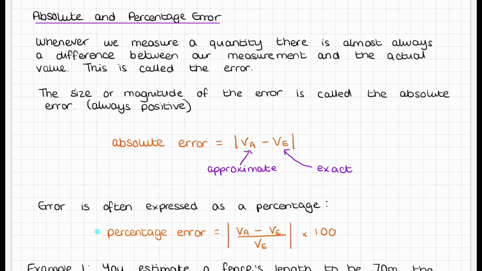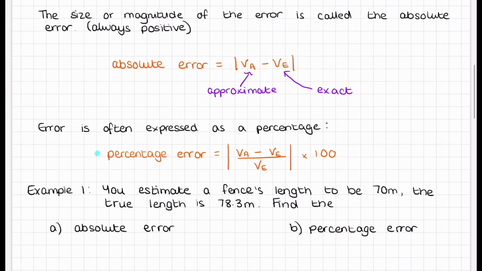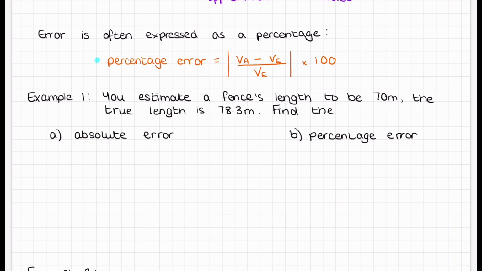We take the positive value of that because we have the straight lines either side, the absolute value, and then we times it by 100. So just a quick example so you can see how it works. You estimate a fence's length to be 70 metres, the true length is 78.3 metres, find the absolute error.